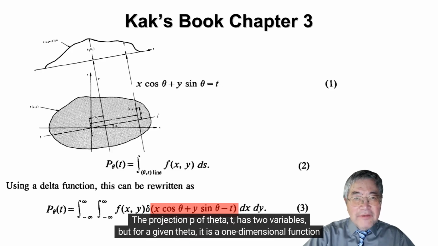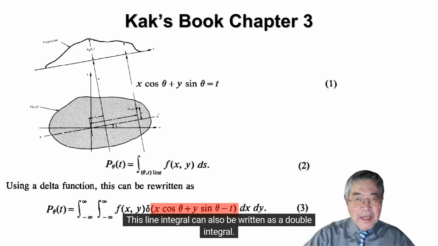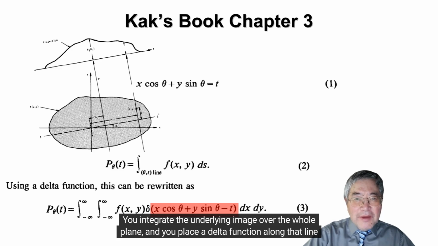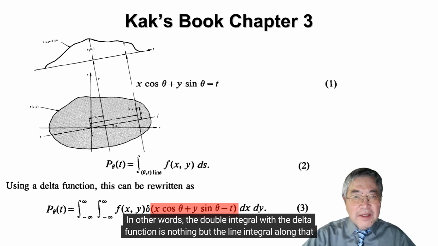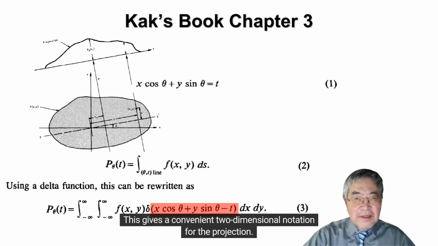The projection p of theta t has two variables, but for a given theta it is a one-dimensional function of t. This line integral can also be written as a double integral. You integrate the underlying image over the whole plane and you place a delta function along that line so that only the values on the line contribute. In other words, the double integral with the delta function is nothing but the line integral along that direction. This gives a convenient two-dimensional notation for the projection.